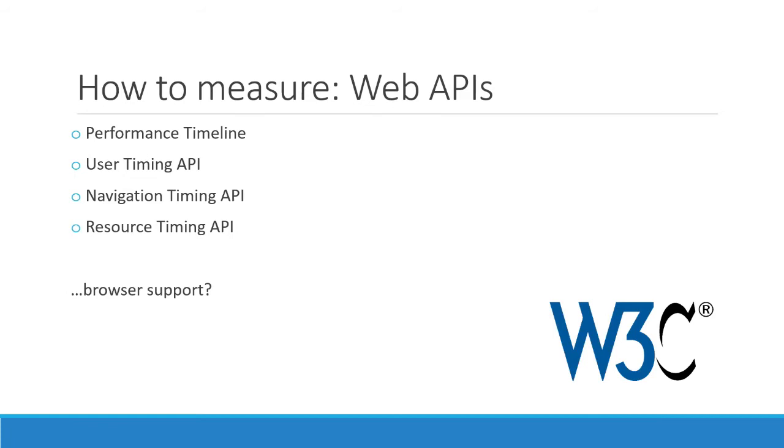But these are not very helpful, and you can't do many things with this tool, to be honest. Fortunately, there are other web APIs, and there are W3C recommendations that really help us with that. These APIs are the performance timeline, user timing API, navigation timing, and resource timing. These APIs are used by the very same tools that you can use to measure performance, like the Google developer tools, for example, Google Lighthouse, Web Page Test.